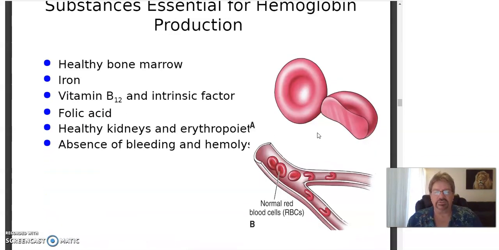Okay, substances essential for hemoglobin production. Well, you have to have healthy bone marrow. You have to have enough iron. We get iron in our diet. You have to have vitamin B12 and something called intrinsic factor, which is found in the stomach. You have to have folic acid, one of the B vitamins. You have to have healthy kidneys and a hormone called erythropoietin that the kidneys secrete. An absence of bleeding and hemolysis. Hemolysis is damage to red blood cells. Now, guys, we're going to keep going over all this separately, so don't start freaking out yet.